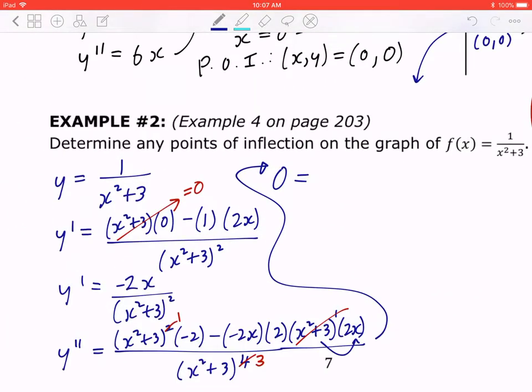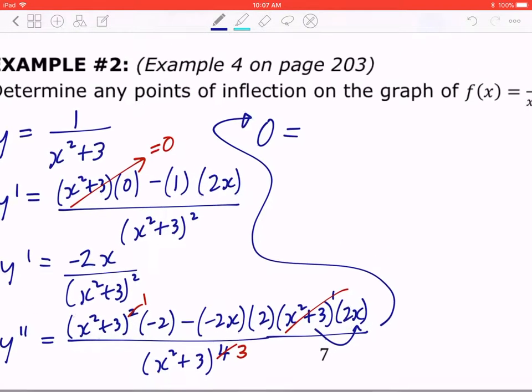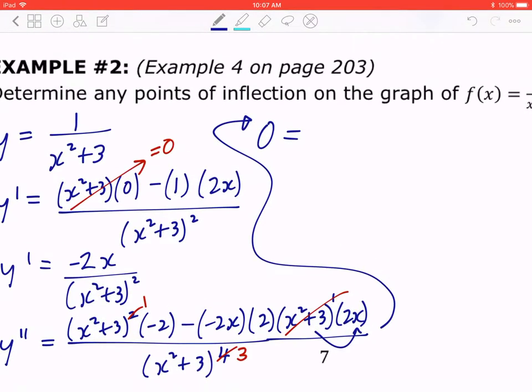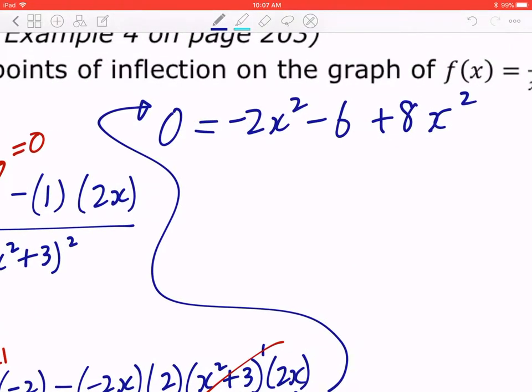So now I'm going to look at the top, I'm going to expand this and collect like terms. So negative 2 times x squared is negative 2x squared. Negative 2 times 3 is going to be negative 6. If you take negative 1 times negative 2x times 2 times 2x, that's positive 8 times x squared. So again, if you simplify this, 0 equals 6 x squared minus 6.